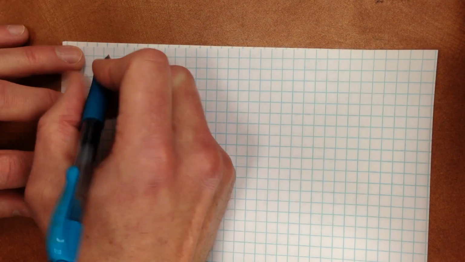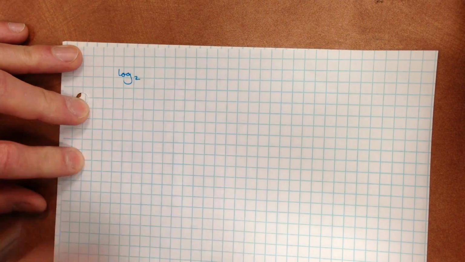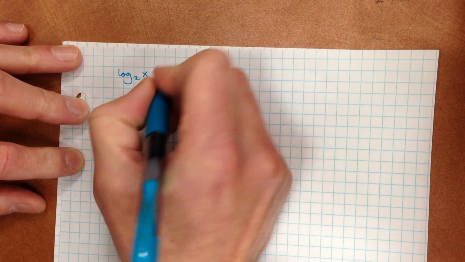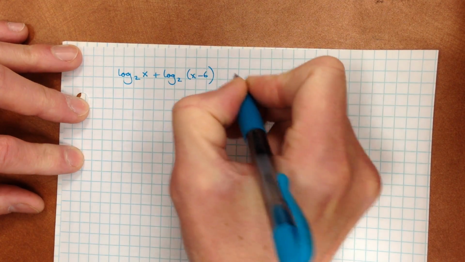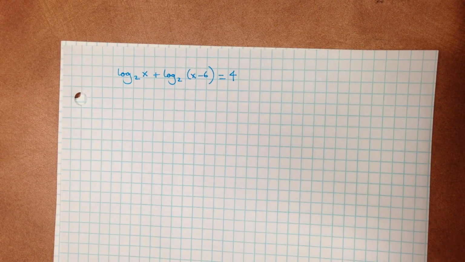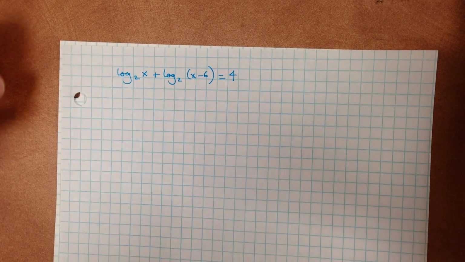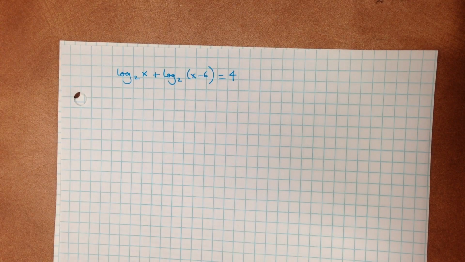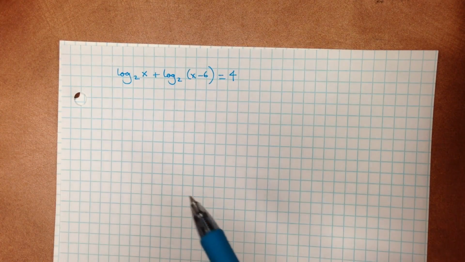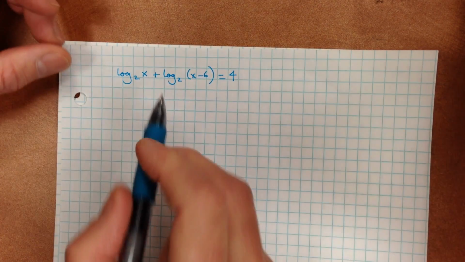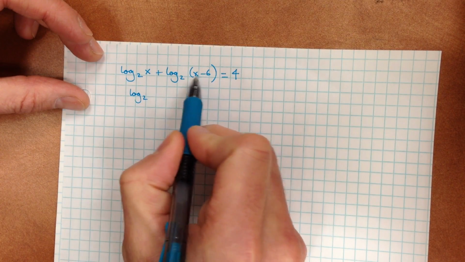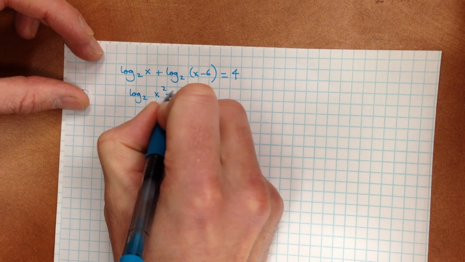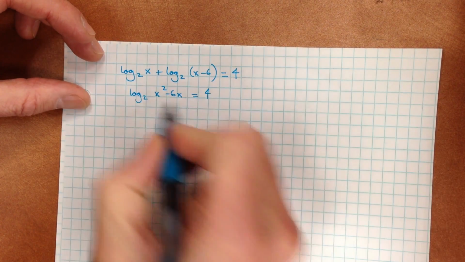Let's take a peek at log base 2 of x plus log base 2 of x minus 6 equals 4. Okay, looking at this left-hand side here, we have addition, so we can combine these through that operation of addition, very similar to a multiplication symbol if you tweak it a little bit. So addition leads us to multiplication. We have log base 2 of x times x minus 6, x squared minus 6x, equals 4.